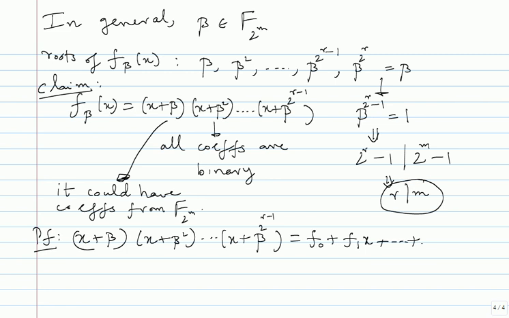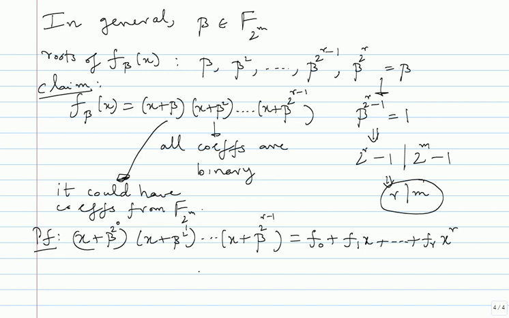Count carefully. Should be r. So f_r x to the power r. In fact, f_r will be 1. Why is it r? You're going from 2 power 0, 2 power 1, all the way to 2 power r minus 1. That's why I adjusted this r minus 1 to r. I wanted to get degree r.